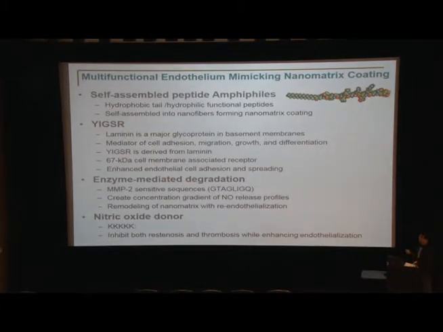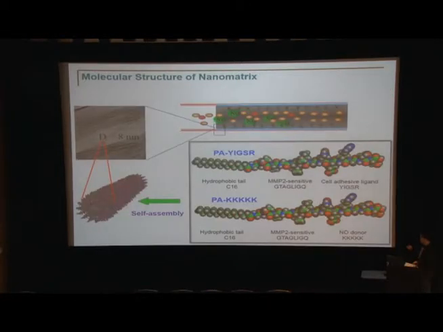Specifically, we incorporate a cell adhesive ligand, enzyme-mediated degradation, and a nitric oxide donor. Material-wise, we designed two different peptide amphiphiles. So this is only 4 nanometers. One has a hydrophilic and hydrophobic domain and enzyme-mediated degradation in the middle, and we incorporate a cell adhesive ligand and a nitric oxide donor. By simply mixing, we can induce self-assembly. The diameter is only 8 nanometers, which means that if you induce a coating, its thickness is just a couple of micrometers, but it consists of several hundred layers.